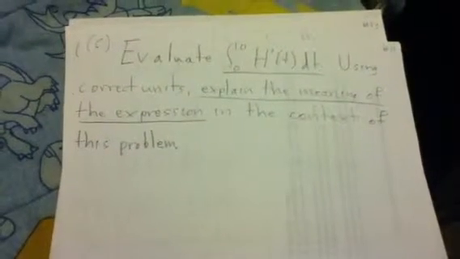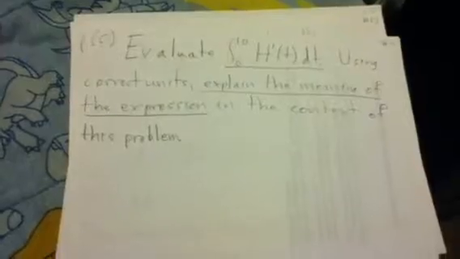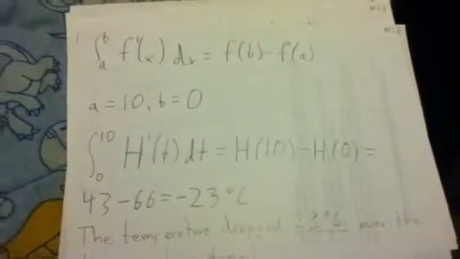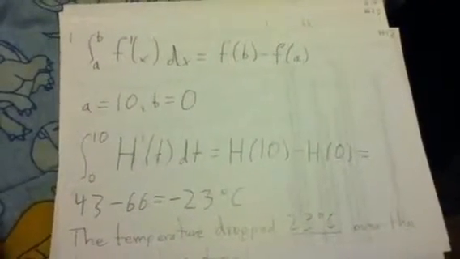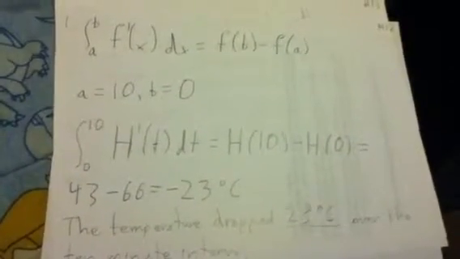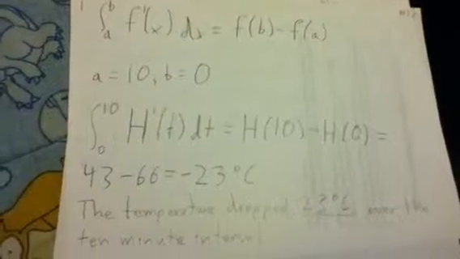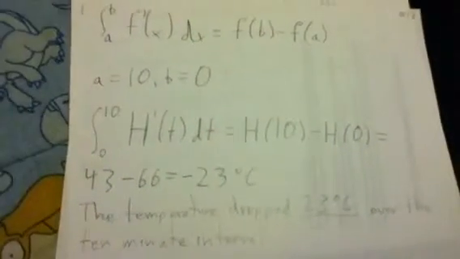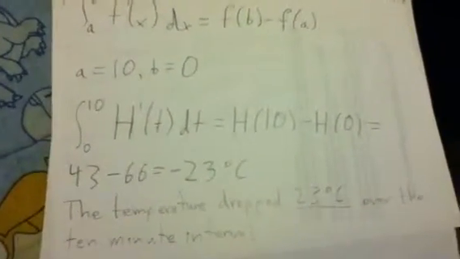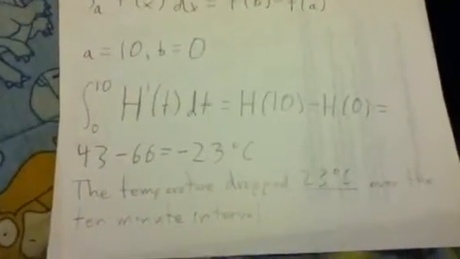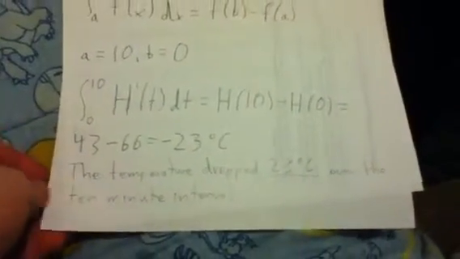Part C. Evaluate the integral from 0 to 10 of h'(t) dt. Using correct units, explain the meaning of this expression in the context of this problem. Okay then, so we know from the fundamental theorem of calculus that the integral from a to b of f'(x) dx equals f(b) minus f(a). We have our a and b. A is 0, b is 10. So the integral from 0 to 10 of h'(t) dt equals h(10) minus h(0), which equals 43 minus 66, which equals negative 23. So the temperature dropped 23 degrees Celsius over the 10-minute interval.